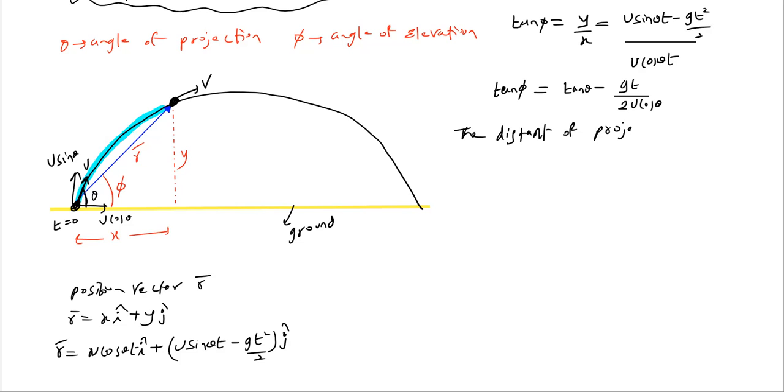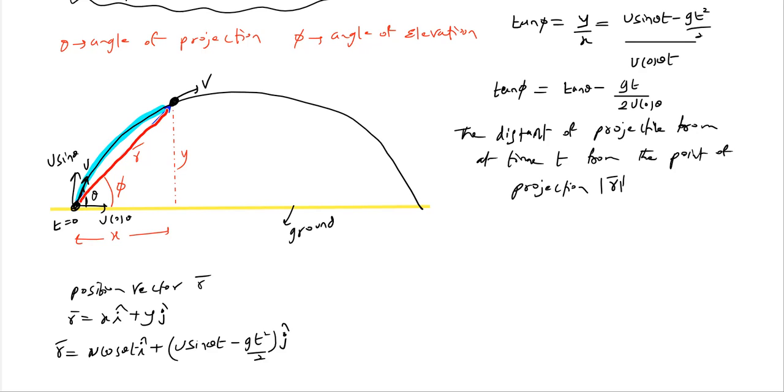The distance of the projectile at time t from the point of projection is given by mod of r. This particular thing is called the distance of the projectile. It means at what distance, at any time t, the projectile will be from the point of projection. This particular thing we'll call the distance.